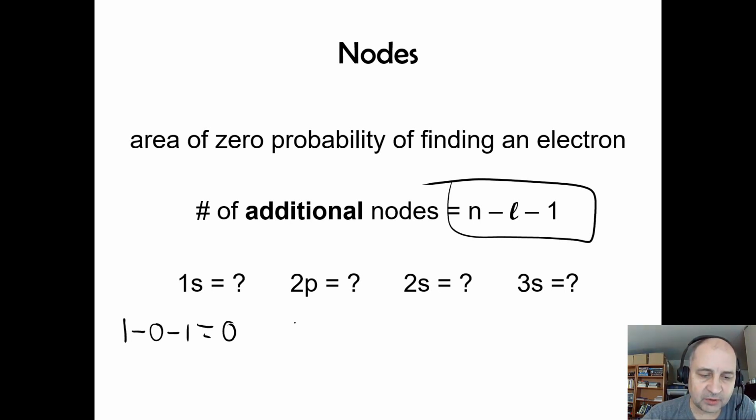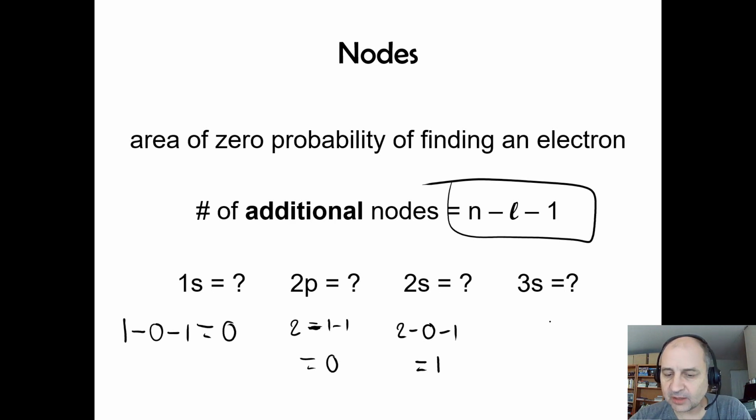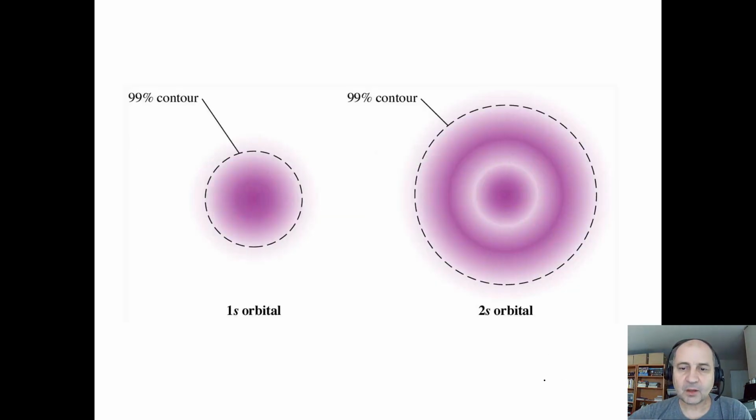For our 2p, we would have principal n equals 2, p is equal to 1, so it's 2 minus 1 minus 1, which is also equal to 0. We have 0 nodes. For the 2s orbital, we would have 2 minus 0 minus 1, so now we have 1 node, and then here we have 3 minus 0 minus 1, so that would be 2 nodes.